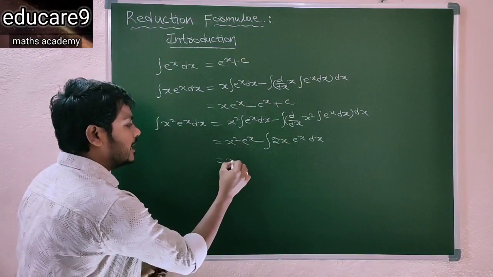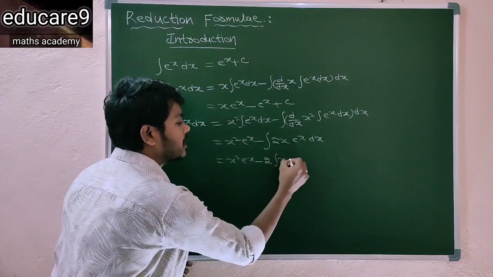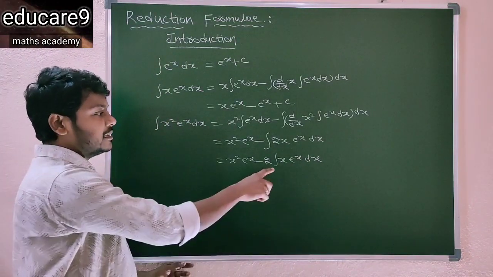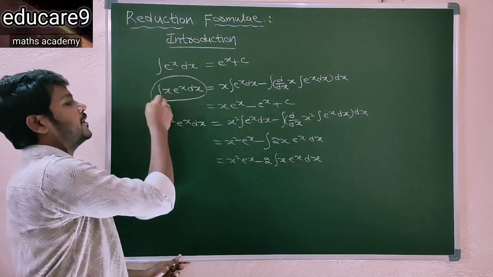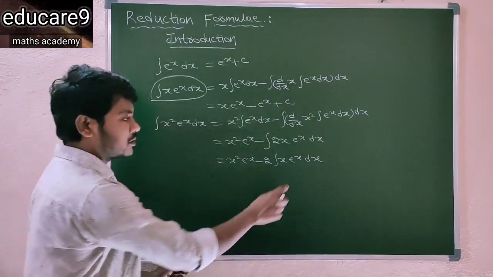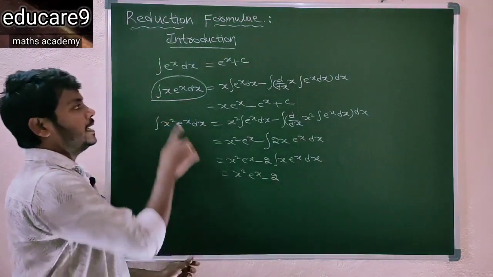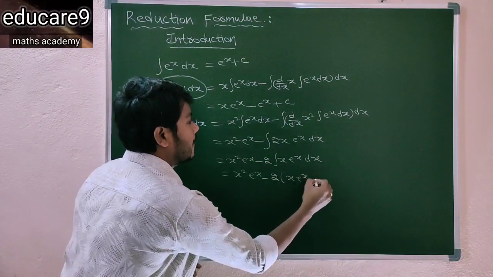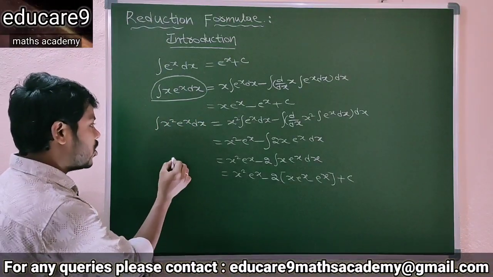Now this is x square e power x minus 2 into integration of x e power x dx. Clearly, see here, integration of x e power x. What is that value? x e power x minus e power x. So substitute here: x square e power x minus 2 into integration of x e power x, whose value is x e power x minus e power x plus c. And so on.